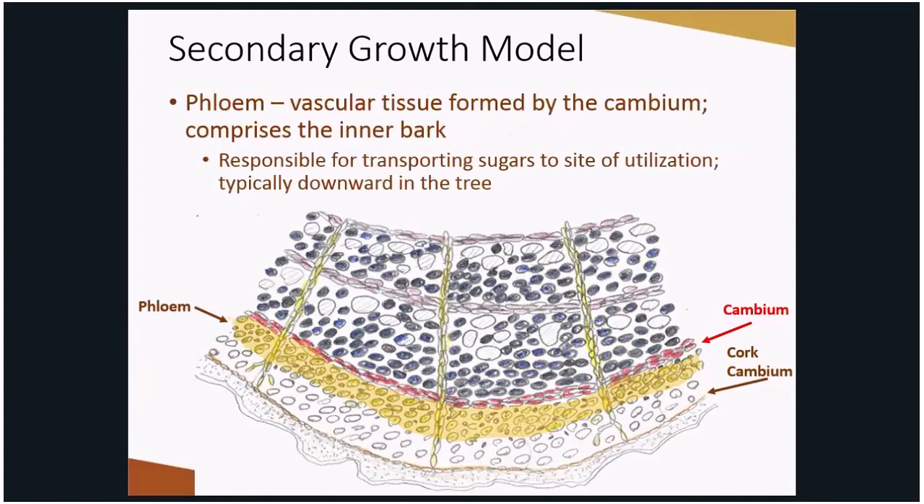So the phloem is another major part of this that forms right outside the cambium layer and is responsible for conducting the sugars, or the energy, mostly down the tree, and taking them to the site of utilization. So it's taking sugar that is produced in the leaves and taking it to the cells within the tree that actually need to use that sugar for some of their life processes. So very important function there.